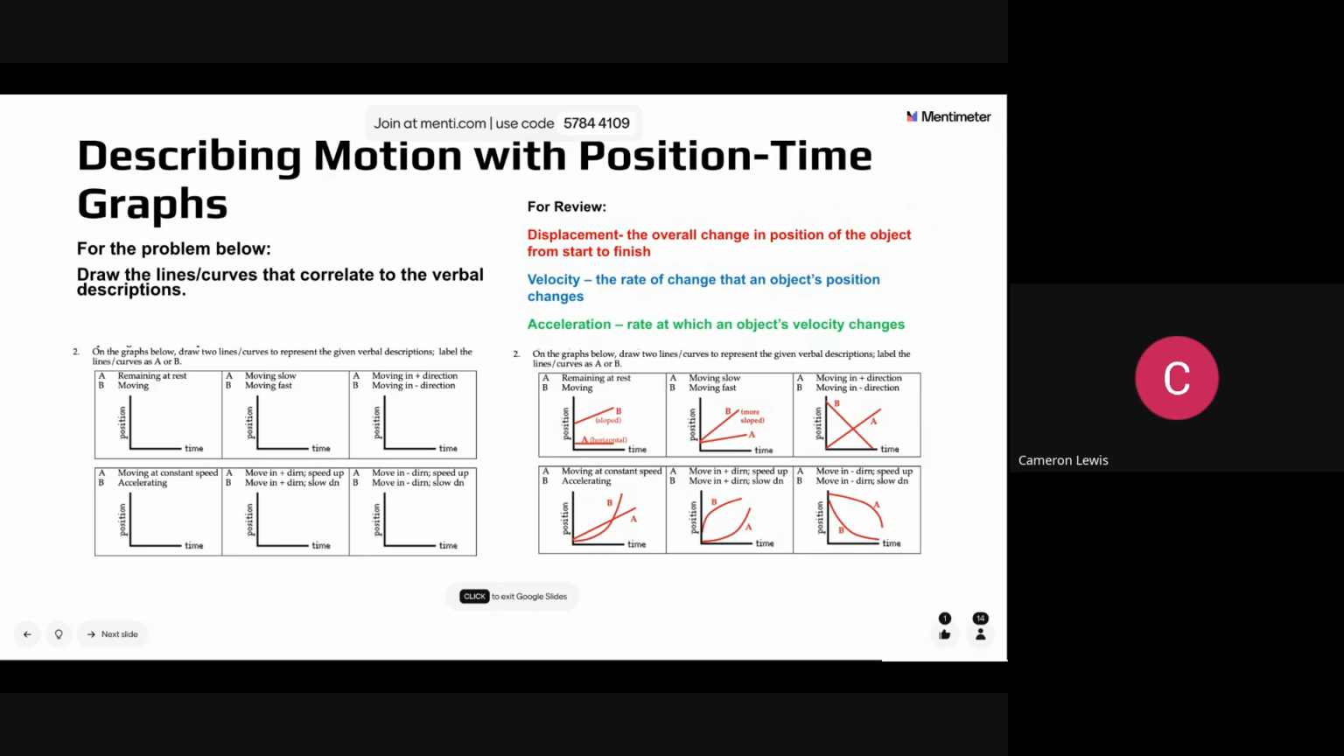Now when we get to the last one, we talk about moving in the negative direction. If we're moving in the negative direction, we're speeding up. Now let's think about it. We're going down, but we're going down faster as time goes on. So we're going to have a more horizontal curve at first, but as time moves on, it's going to be more steep in how we're going.